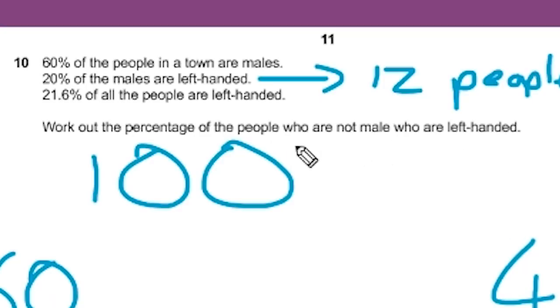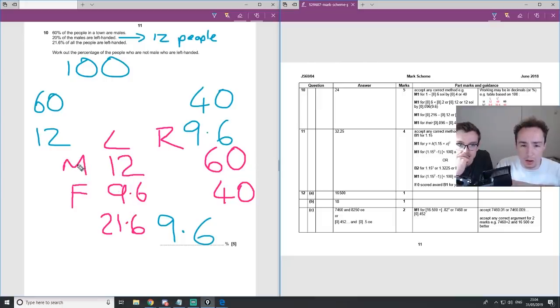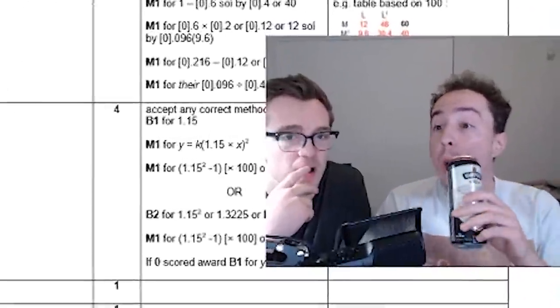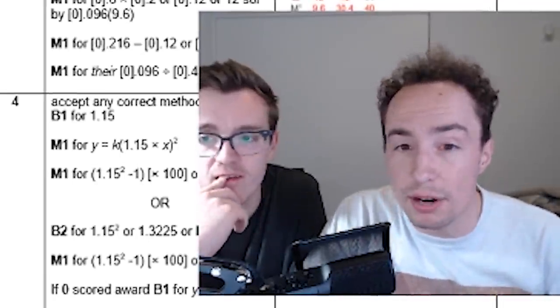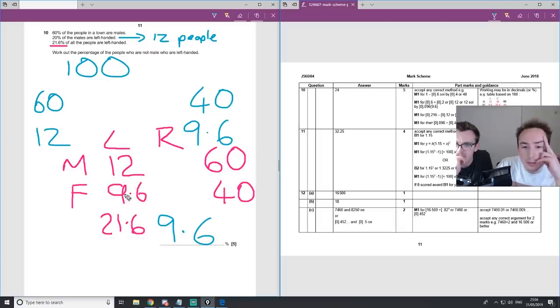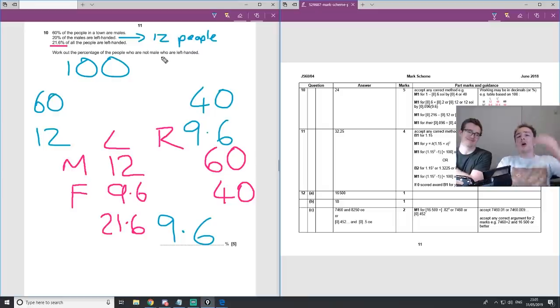I don't understand how we got this wrong. This is the amount of people who are not male and are left-handed. You have 9.6% of the population down there. No, you know what? He's right. This is 9.6% of the population. This is 12% of the population. These aren't percentages of this. No, they do add up to 40%. Oh, no, so we've misinterpreted it.